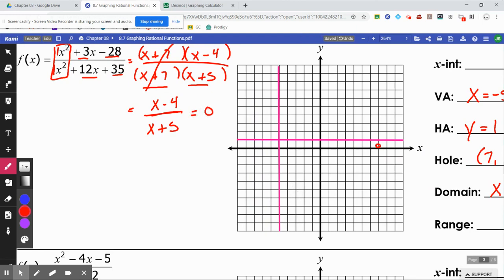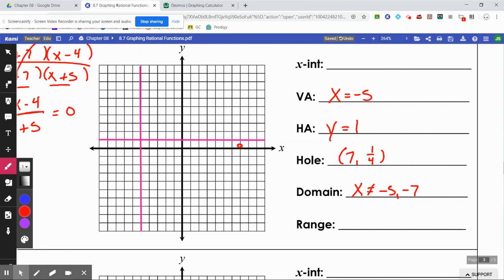For our x-intercept, we're going to take our function, set it equal to 0, and go ahead and solve that. The only way a fraction can equal 0 is if the top is 0. So that's going to be an x-intercept of 4. So at 4, 0, which would be 1, 2, 3, 4. Right there is going to be your x-intercept.